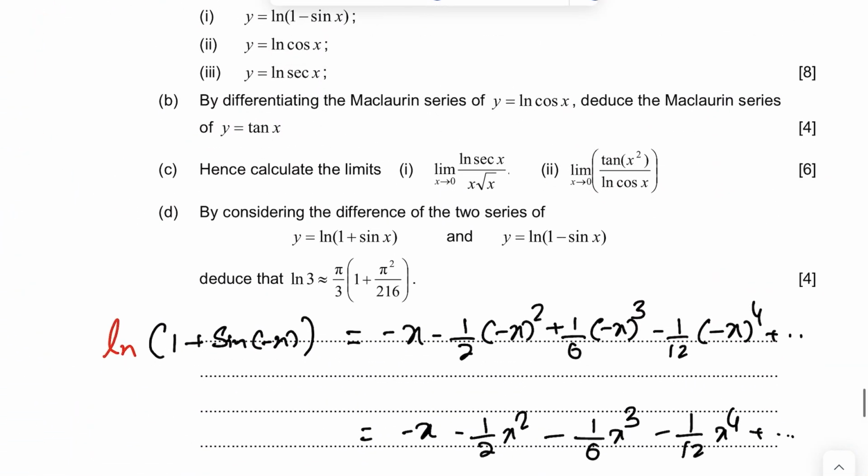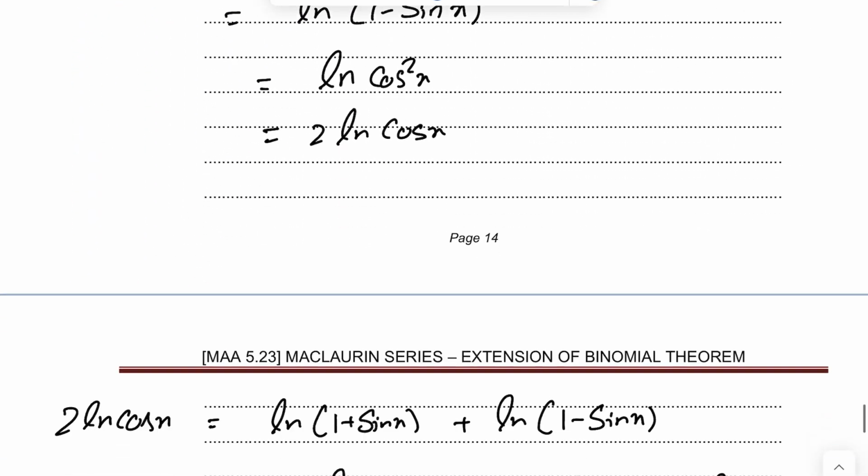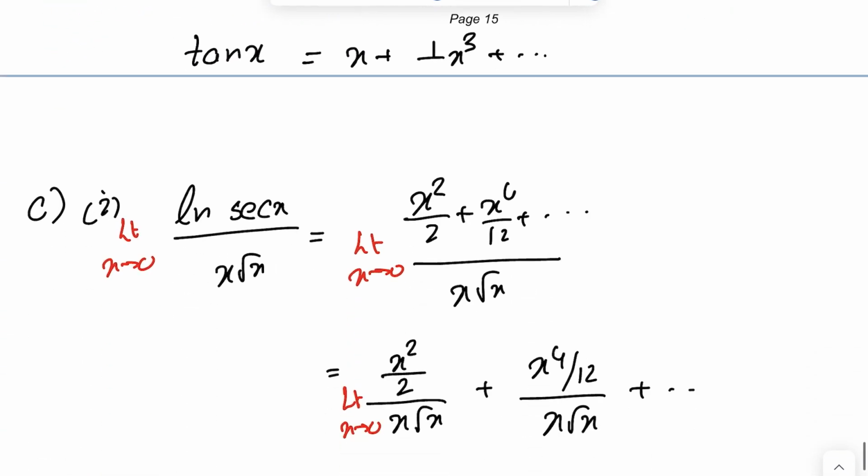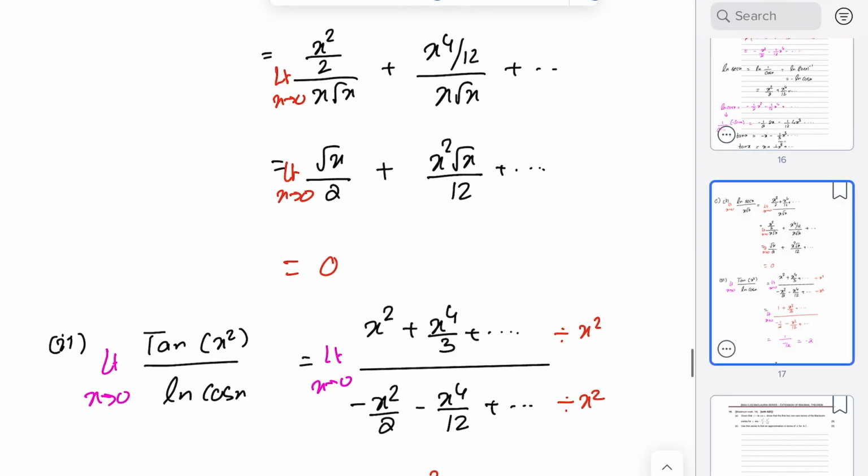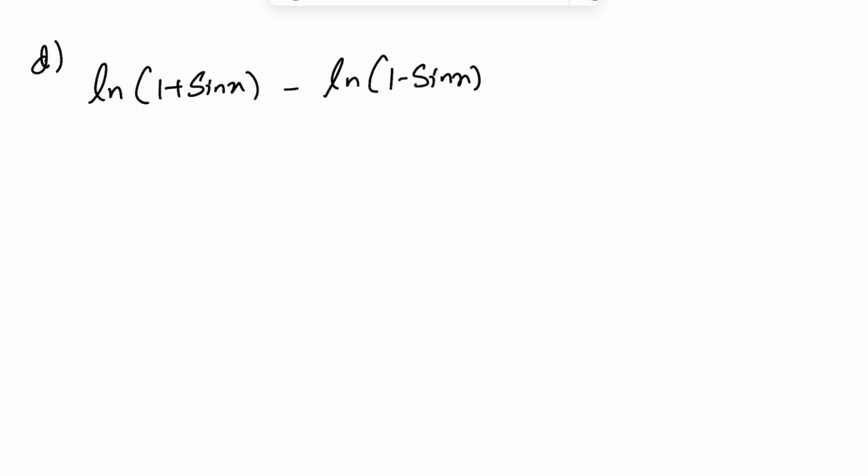Next, by considering the difference of the two series, show that ln 3 equals this much. So by considering the difference of those two series, what are those two series? ln(1 plus sin x) minus ln(1 minus sin x) equals ln of (1 plus sin x) upon (1 minus sin x).